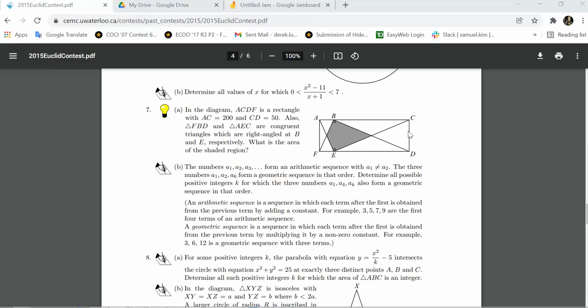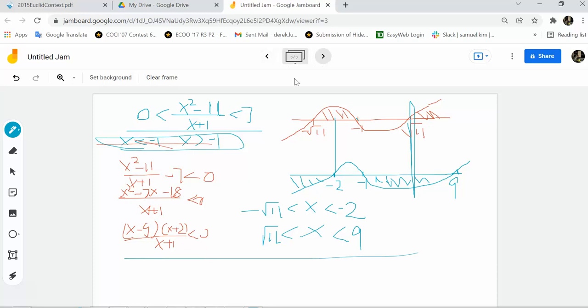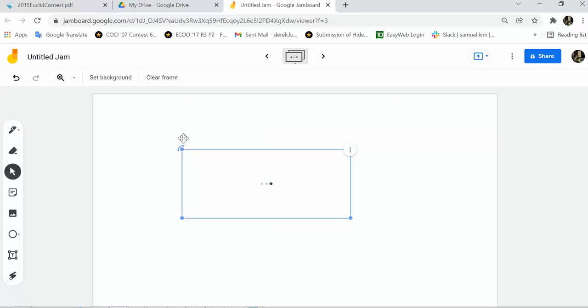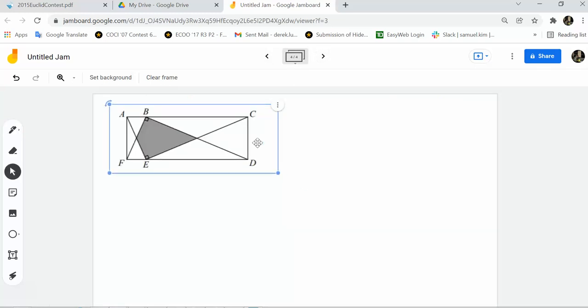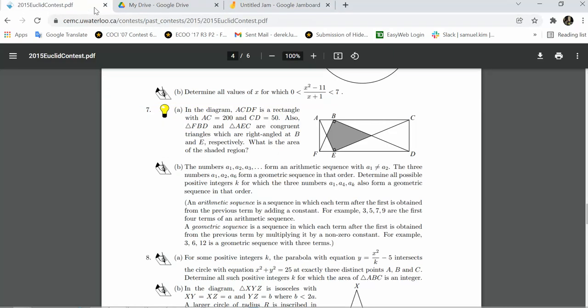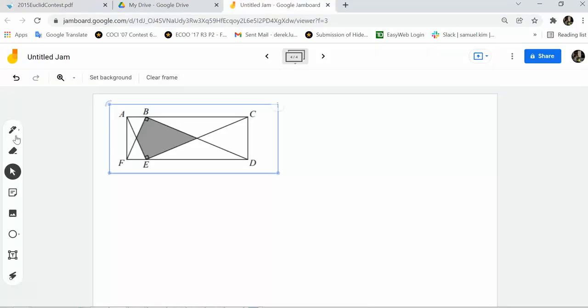Yeah, let's look for 7A. This one, we're 250. So what did we have? 250, right? So basically, you gotta mark it, right? 250. Now we try to solve this angle.